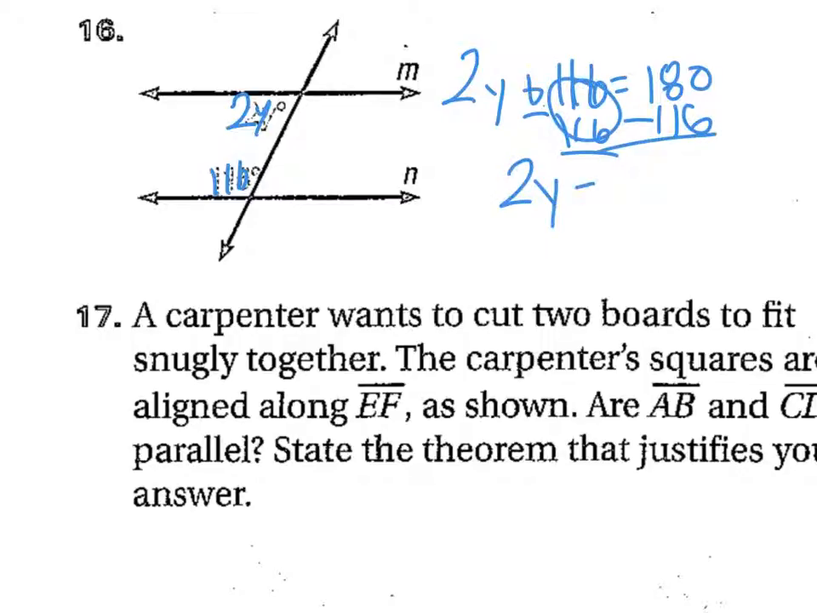Mental math moment. If that was 120, you'd get 60, right? But it's not. It's 4 more than that, so that's why it's going to be 64. Divide by 2, and y will equal 32. That's number 16. Those are same side interior angles. Again, these two add up to 180. That's why we set up our equation that way.